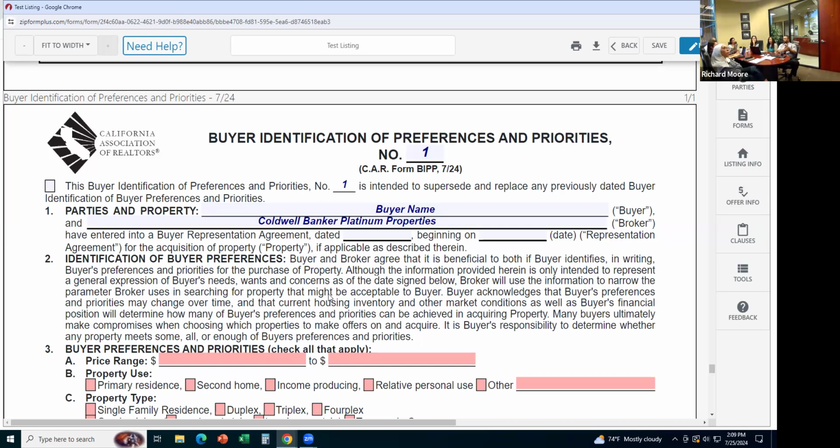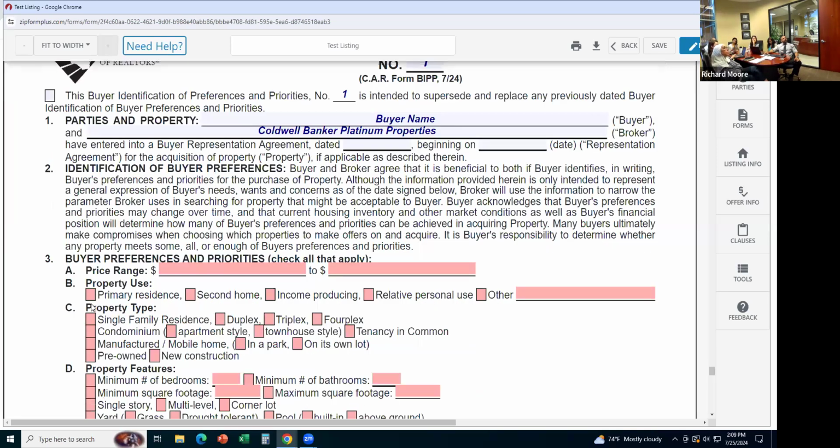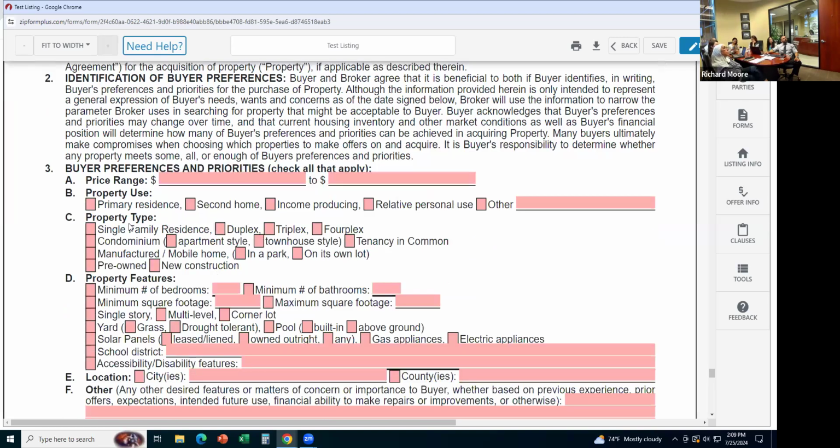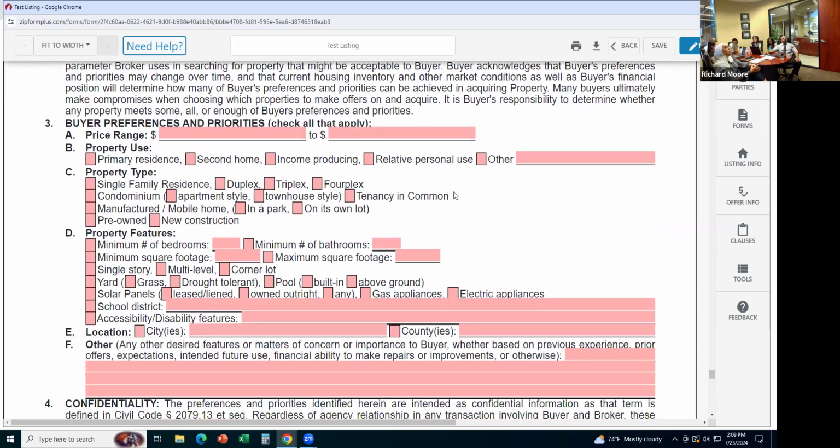Yeah. This is before you actually have them sign the agreement. Or maybe you can send it with it, but have this be the first form, right? They have to fill all this out. So what's the price range? Is it going to be a primary residence, secondary home, or income property? Property type? So you guys get the picture here, right?